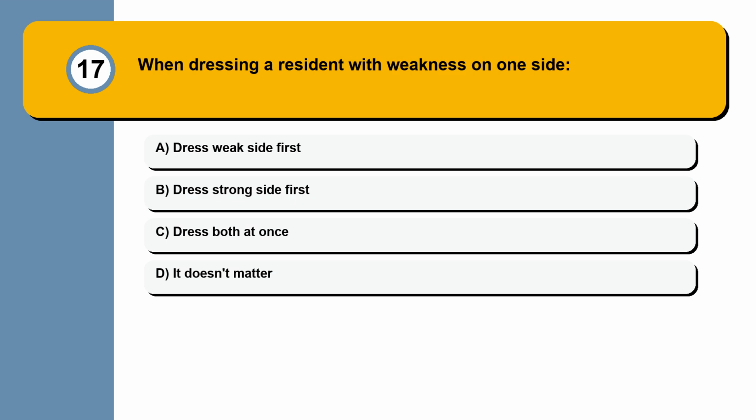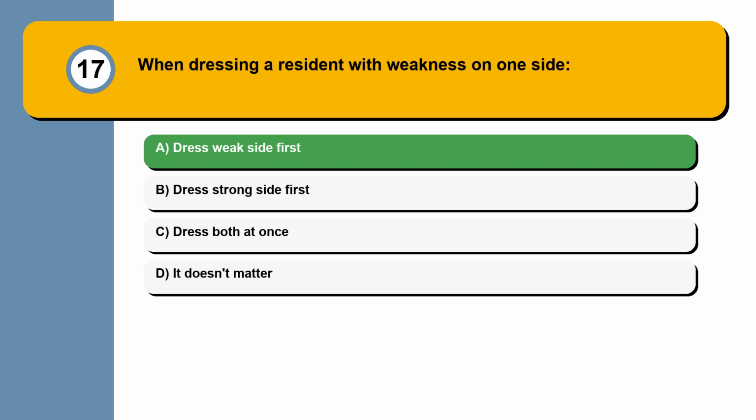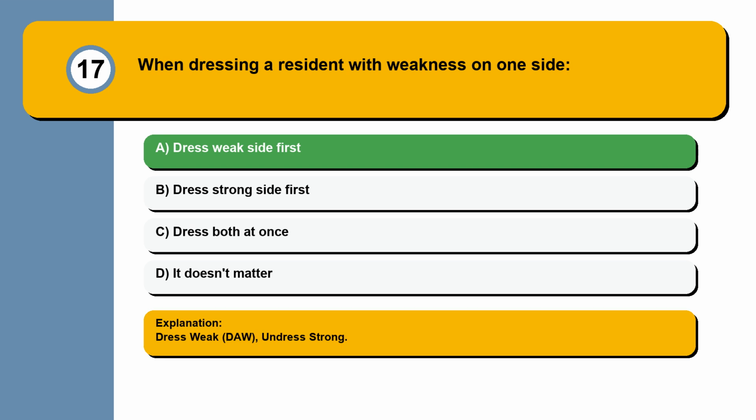Question 17. When dressing a resident with weakness on one side, dress weak side first. Dress strong side first. Dress both at once. It doesn't matter. Dress weak, undress strong.